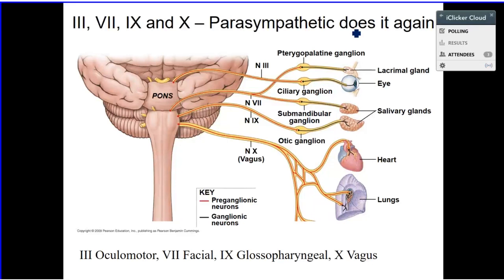Now, what do we need to do for our eyes to keep them moist? Yeah, we need to have some tear production, lacrimation. So the facial nerve is going to go to the lacrimal gland. That's going to be tear production. And what do we need to produce when we're eating? The facial nerve also goes to salivary glands.